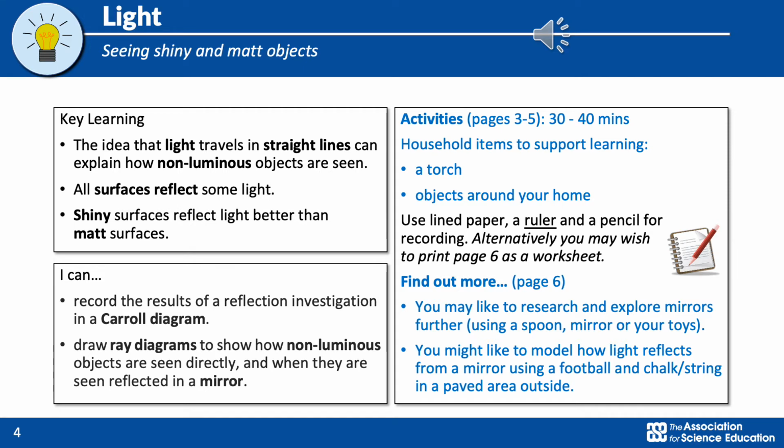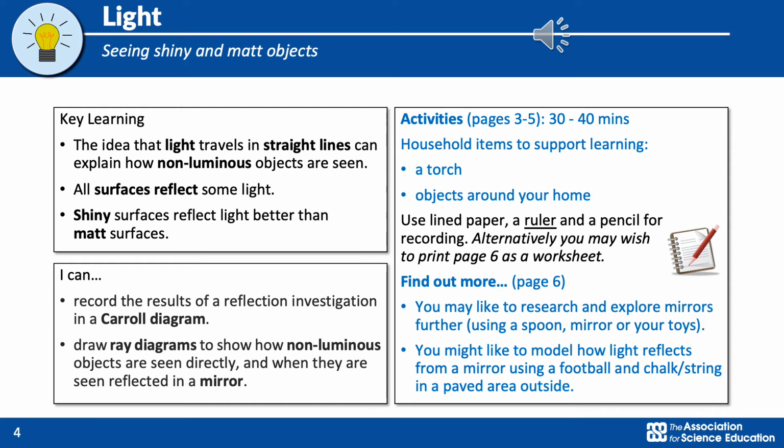By the end of this lesson, you'll be able to record the results of reflection investigation in a Carroll diagram, and you'll be able to draw ray diagrams to show how non-luminous objects are seen directly and when they are seen reflected in a mirror. We have done ray diagrams. It is where the light source shines onto the object and then reflects that into your eye. You did those last week.